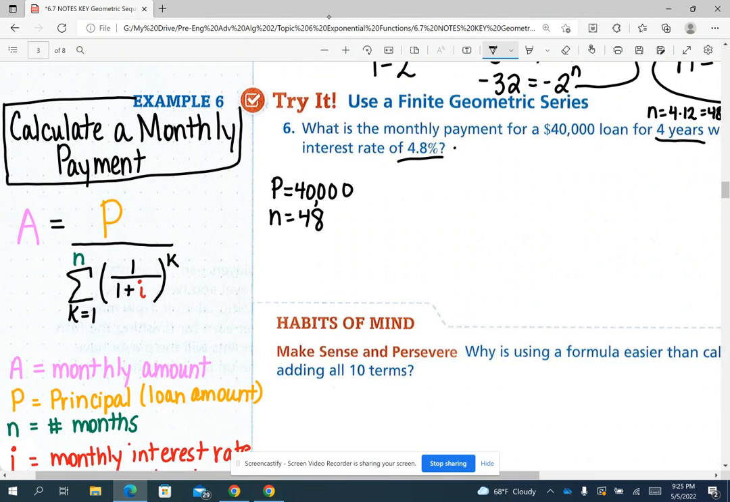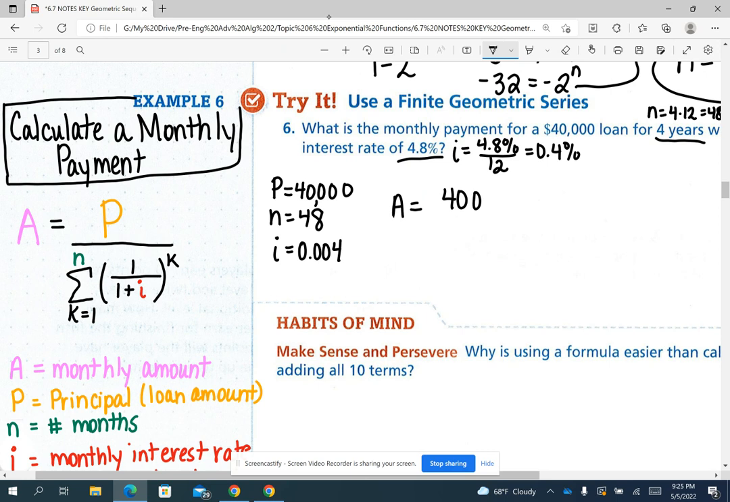My interest rate is 4.8%. That's yearly. So to get I, I need to take 4.8% and divide it by 12 because there are 12 months in a year. So when I take 4.8 divided by 12, I get 0.4. But whenever we put it into a formula, you need to change it to a decimal. So divide 0.4 by 100, 0.004.